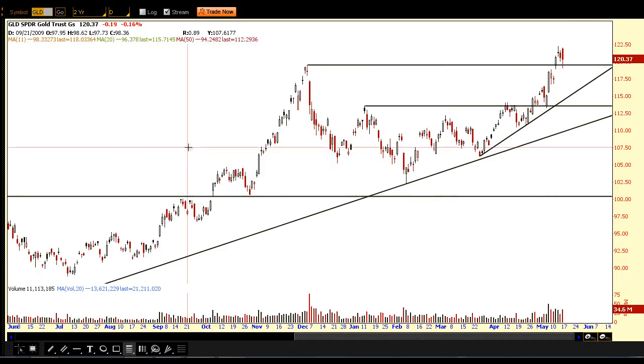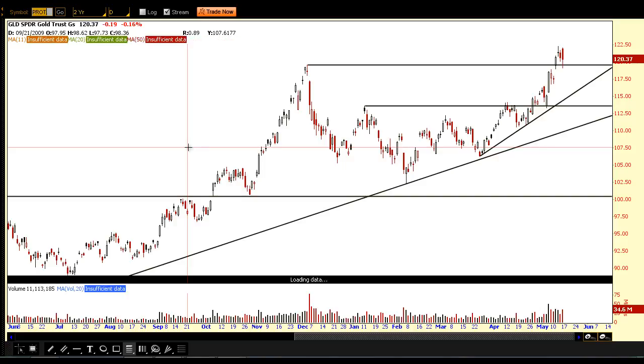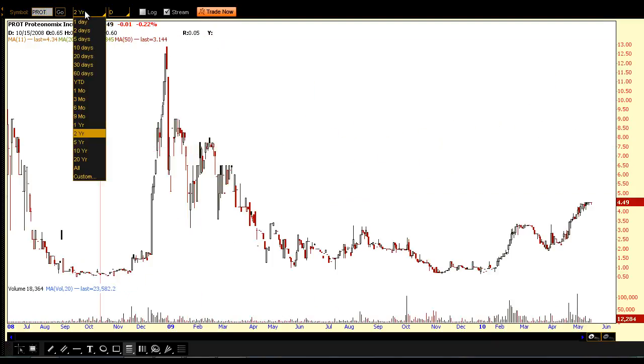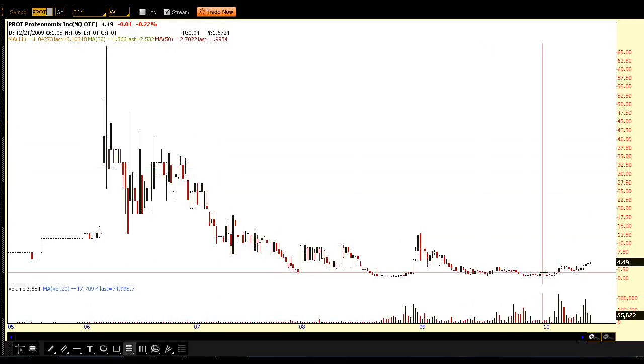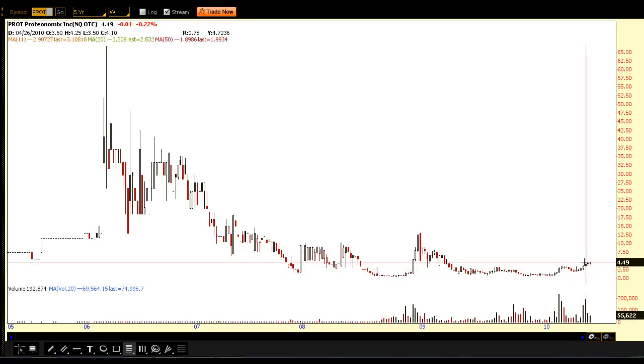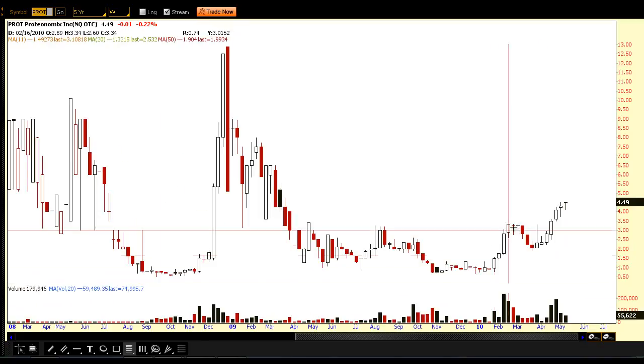Now there's a couple of stocks here I want to go over. One of them is PROT. If we start off with a weekly chart here, we'll go to the 5-year weekly. You can see that recently the stock has made a higher swing low, and we're in the process of making a higher swing high. So I'm going to go ahead and zoom in here, and I'm going to draw in some support levels.